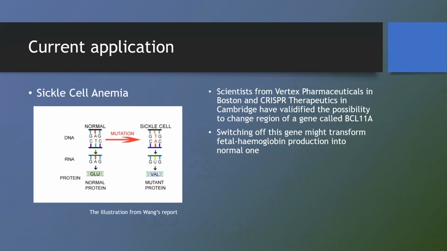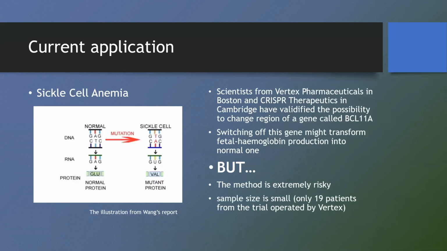It sounds brilliant, just like the treatment for cystic fibrosis, but it also has drawbacks. Firstly, it is tremendously risky. It could lead to other unexpected or unwanted consequences if something goes wrong during the procedure. The sample size, furthermore, is minute. Only 19 samples have been collected by Vertex, and side effects remain unclear.